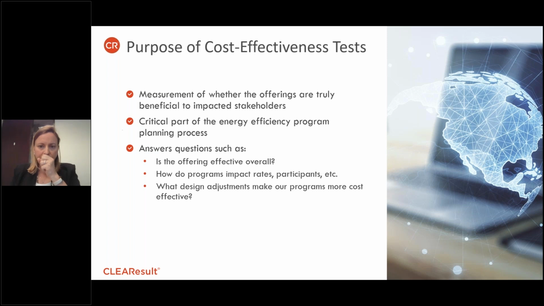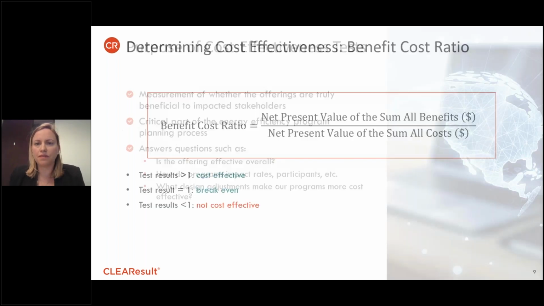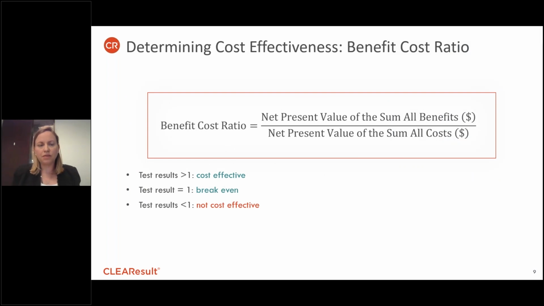So before we start talking about each of the cost tests, I thought we'd do a quick overview of what we are talking about when we're trying to figure out if something is cost effective. You invited an engineer to a training, so I've got to kick off with at least one equation. What we're talking about is what we refer to as the benefit cost ratio.